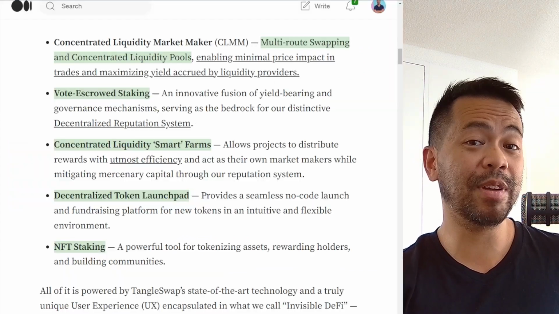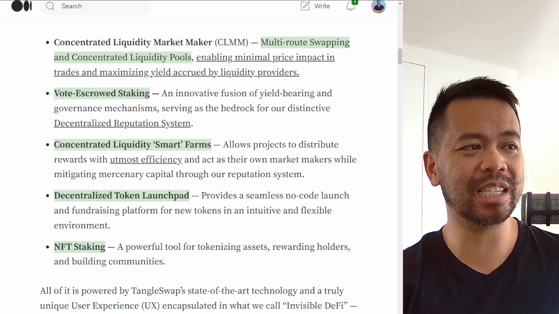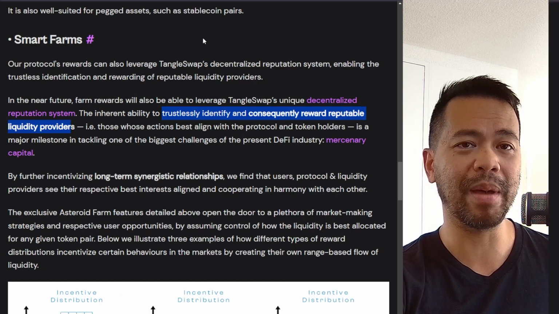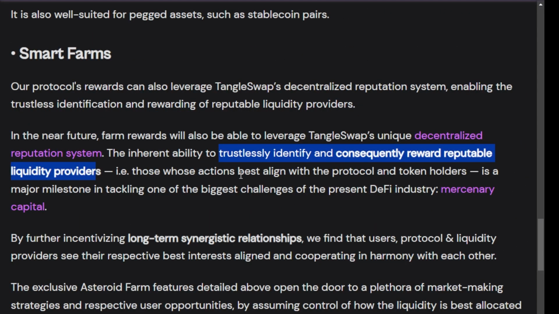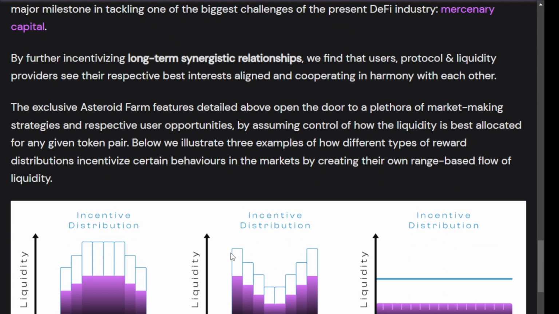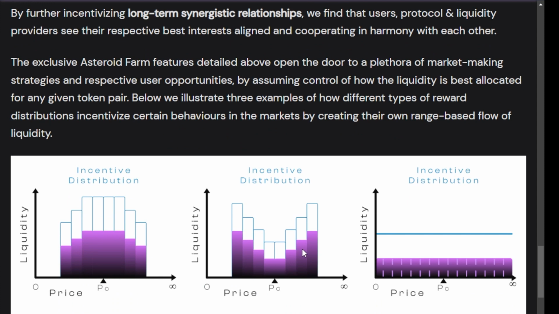So lots of little innovations there, very similar to what you might find on some other DEXs in the Cardano ecosystem as well. The next feature I would look at is the concentrated liquidity smart farms, and this can be found within their documentation where they talk a little bit more about it. Now, this is all around rewarding trusted and reputable liquidity providers.